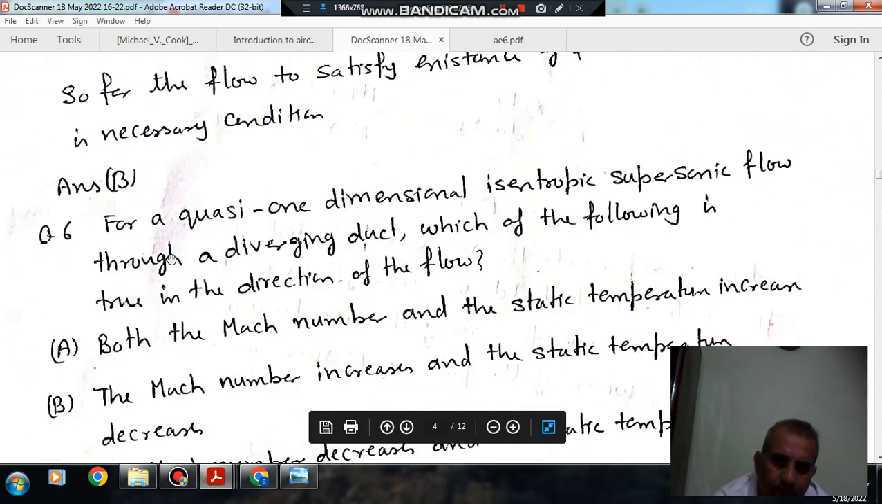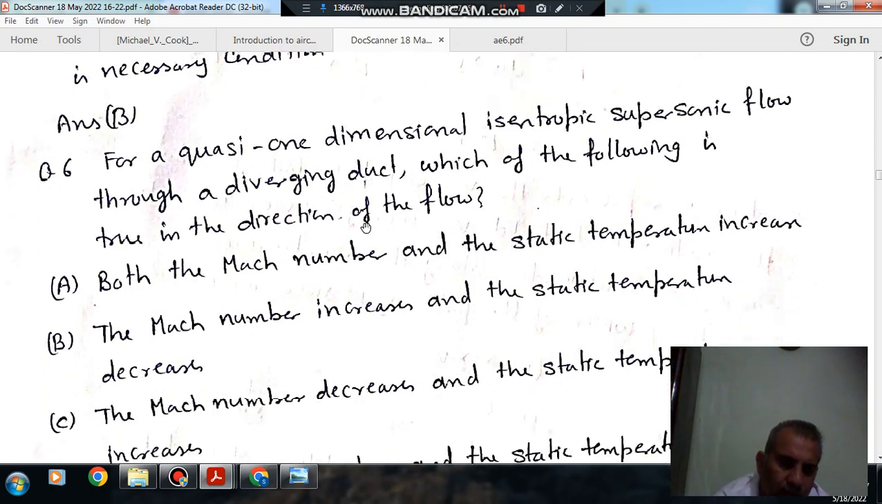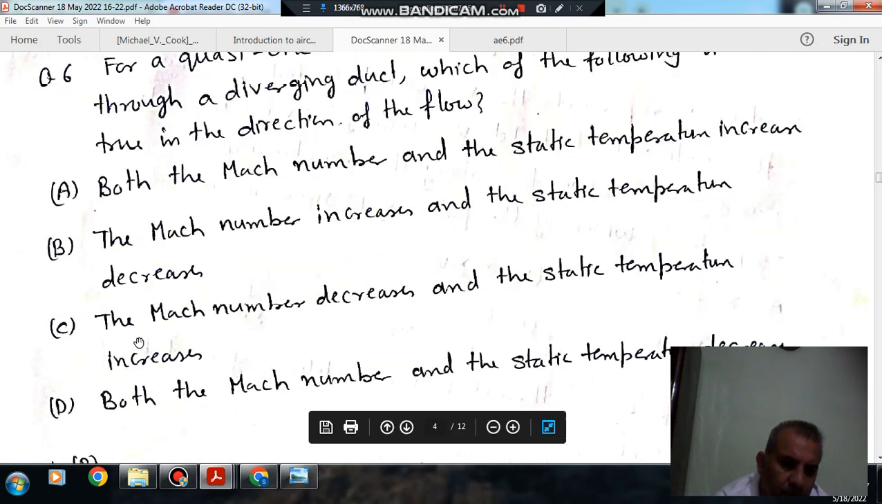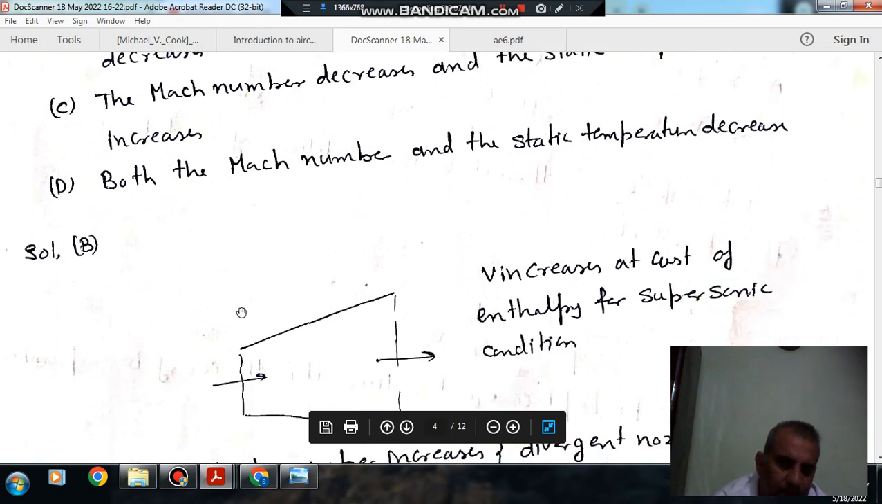Next, for a quasi one-dimensional isentropic supersonic flow through a diverging duct, which of the following is true in the direction of flow? Option A, both the Mach number and static temperature increase. Option B, the Mach number increases and static temperature decreases. Option C, the Mach number decreases and static temperature increases. Option D, both Mach number and static temperature decrease.